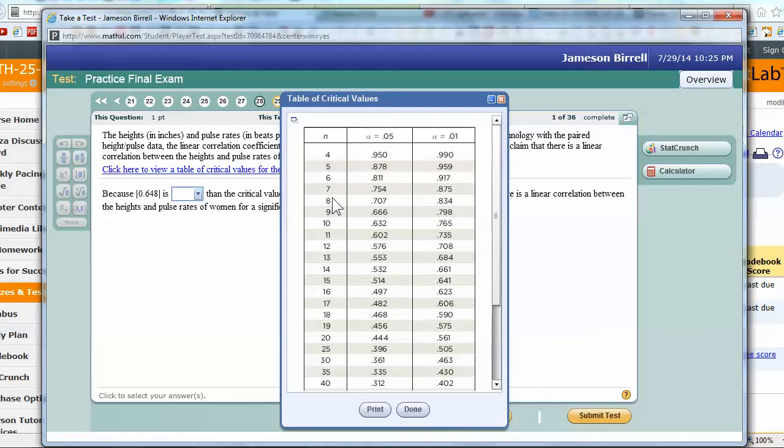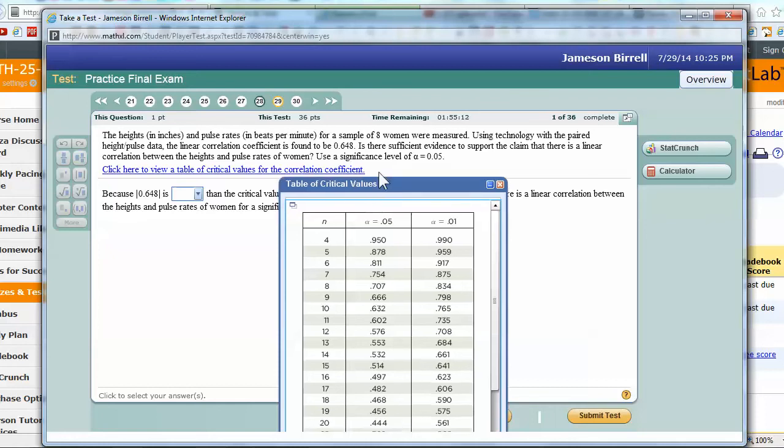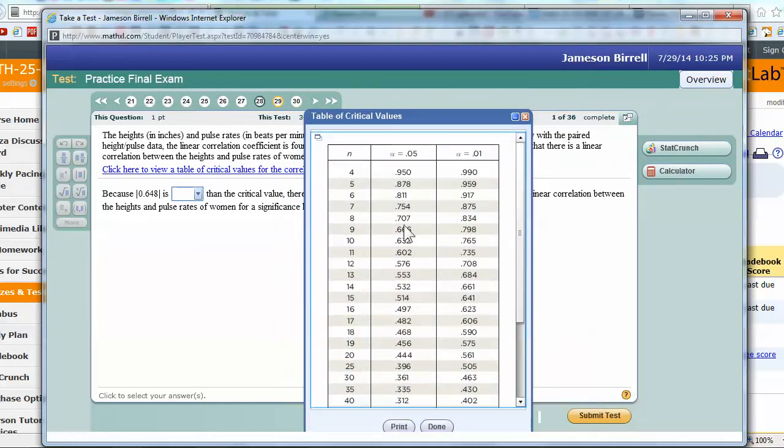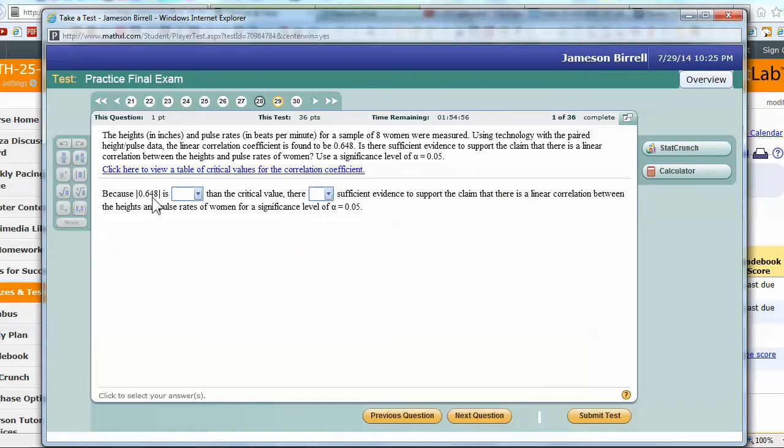So we had 8 women, and we are using a significance level of 5%, but our correlation coefficient was only 648 thousandths, and it needs to be more extreme than this, which is 707 thousandths, which means, I'm sorry, because the absolute value of that is less than the critical value, there is not sufficient evidence to warrant rejection. We're not going to be able to reject the null, so there's not sufficient evidence to support the claim that there is correlation. If you need more help on that, go watch the videos or reread the section. This is clearly from section 10.2.